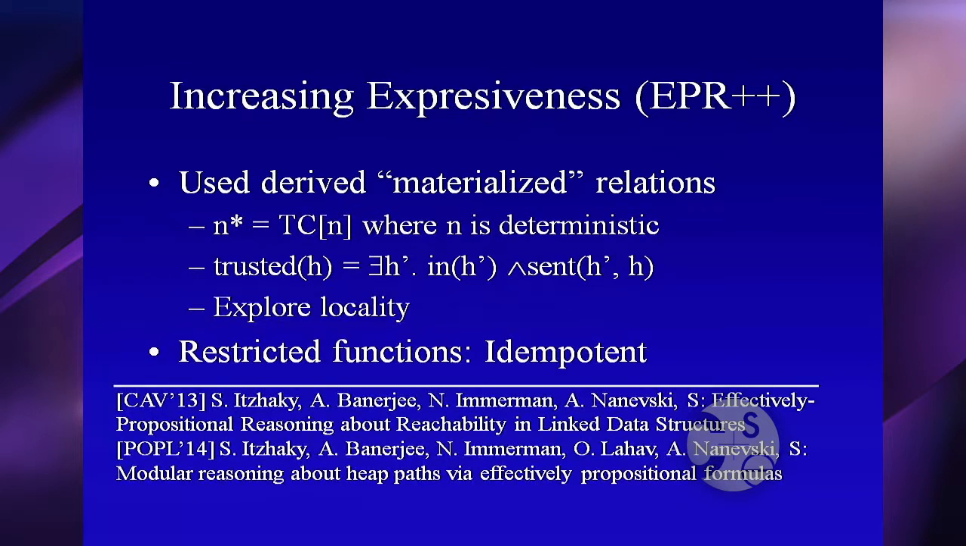We also try to work on increasing effectiveness. So, for example, reason about things that are not expressed with universal formulas. And we have some tricks. Usually what we do, we steal an idea from the database world, in the sense that we have something like a materialized relation, for example, the transitive closure. And that's actually how things can work in many cases.